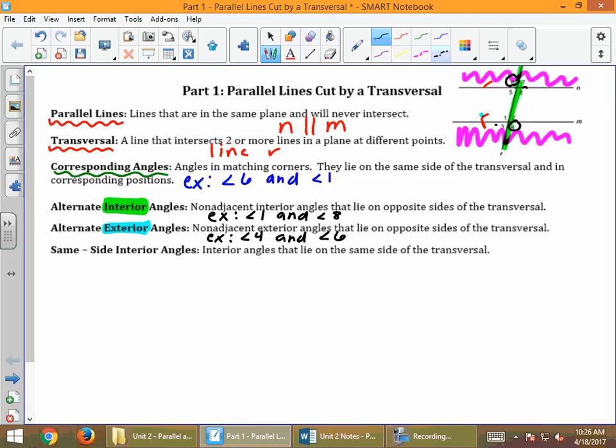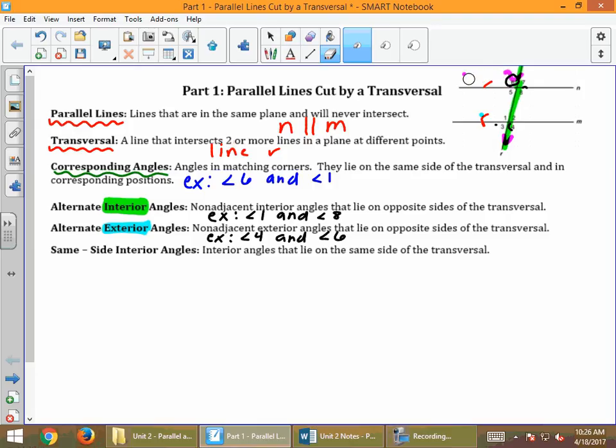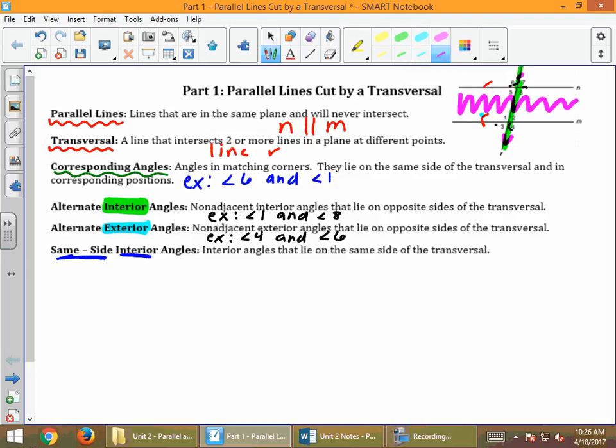One more type of angle that we're going to talk about. Another vocab word. I'm going to erase this. We're going to talk about same side interior. Same side interior angles are exactly how they sound. They're interior, they're inside the lines, and they're on the same side of the transversal. So remember, interior is this area, this part that's in between the lines.